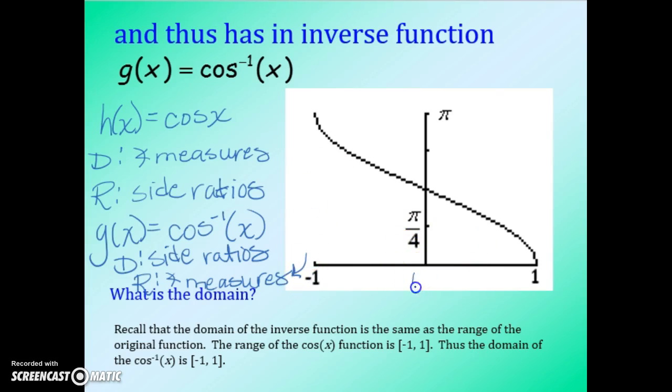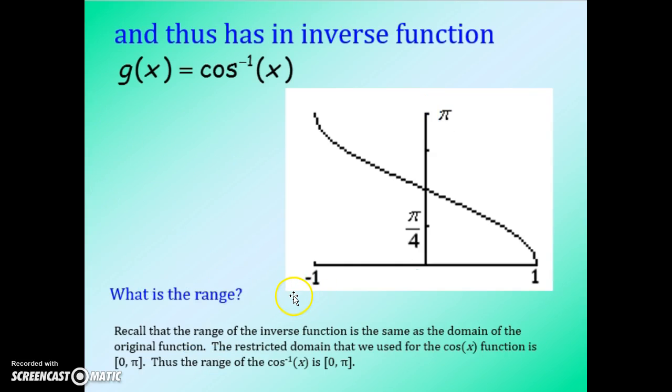So again, we shouldn't be surprised that our y-axis is values from 0 to pi, or angle measures, and our x-axis is -1 to 1, or what were originally range values. So the domain for cosine inverse is -1 to 1, while the range for cosine inverse is 0 to pi.